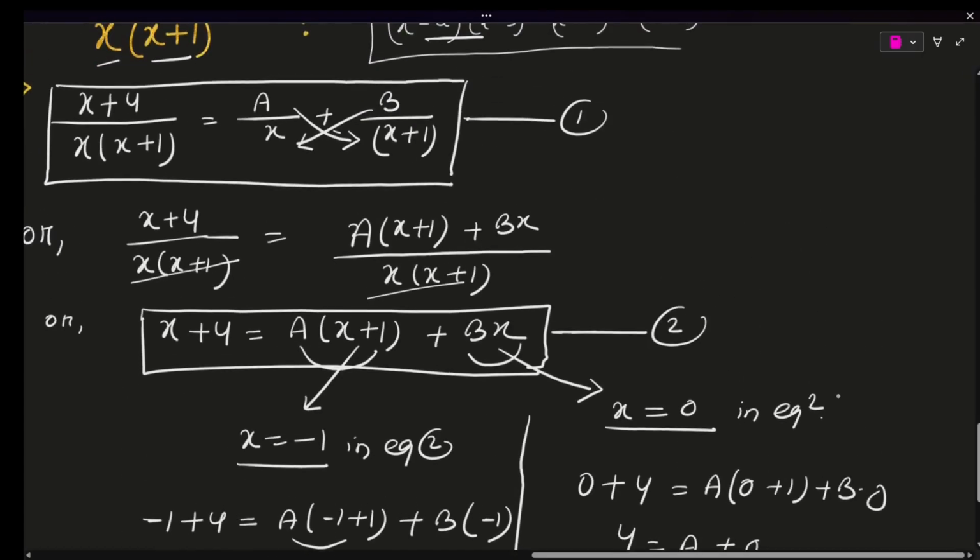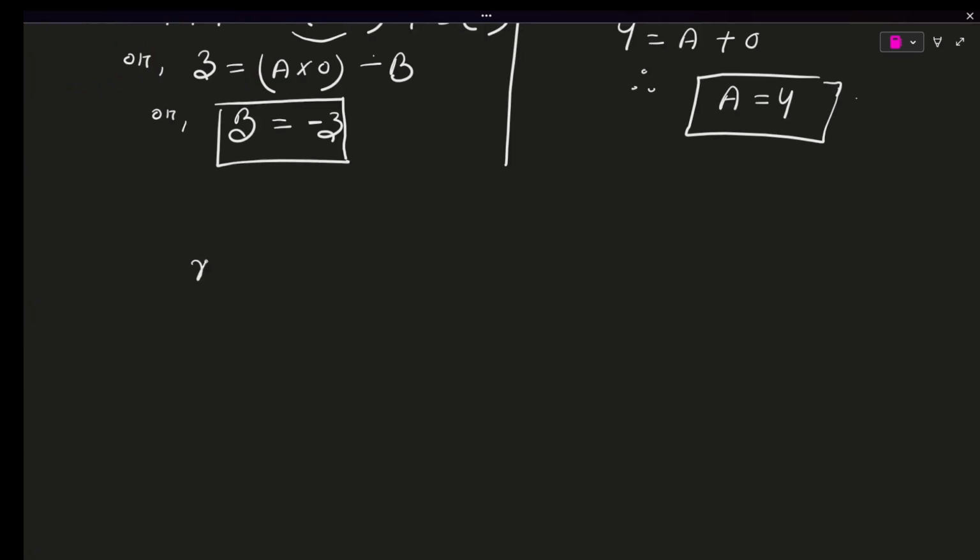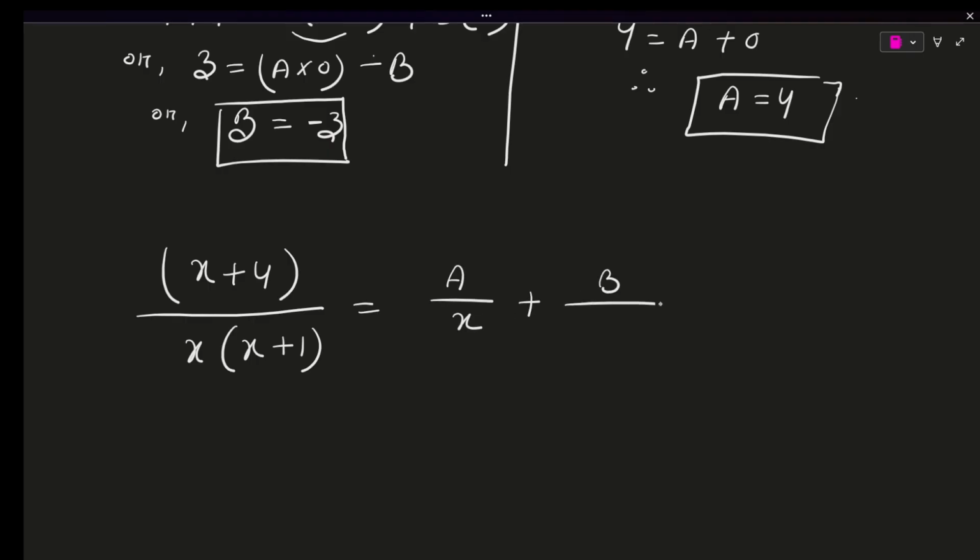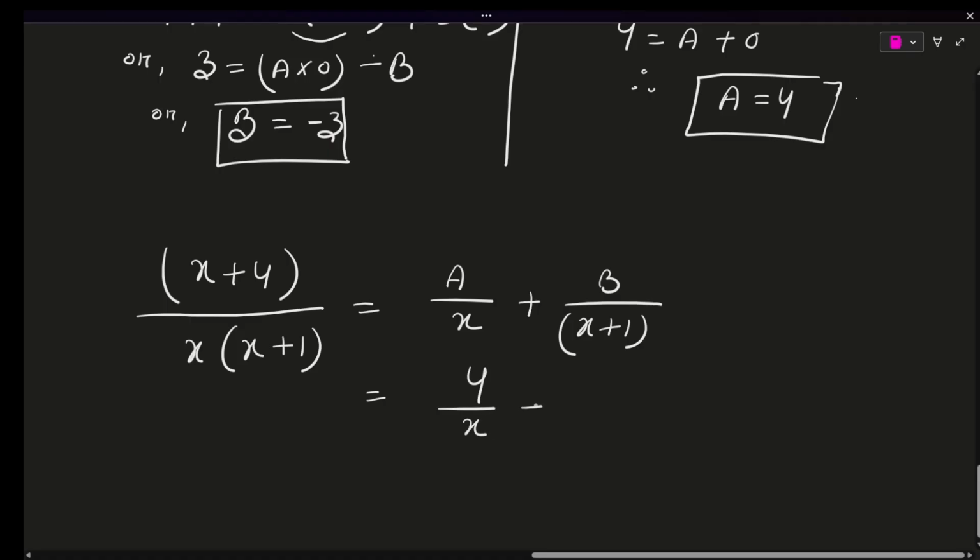So what was our first equation? Our first equation was x plus 4 divided by x into x plus 1 equals a by x plus b by x plus 1. Now we will put the values of a and b in this equation. So the value of a is 4 by x plus the value of b is minus 3 by x plus 1. So this is our desired answer.